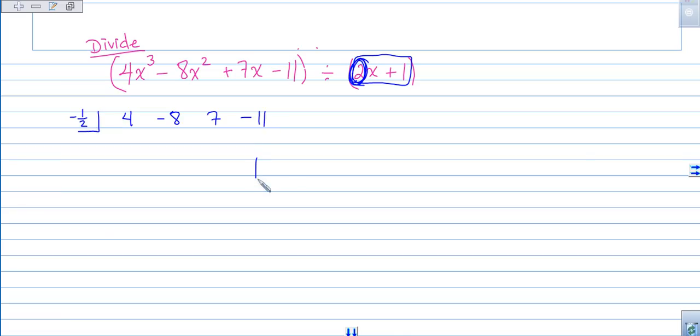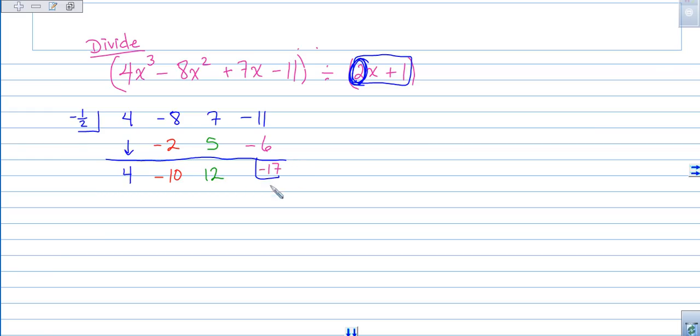Okay, draw the box down, draw the line over, and the 4 will still come down just like it always has. Okay, so negative half of 4 is negative 2. You get negative 10. Okay, negative 1/2 of negative 10 is positive 5. You get 12. Okay, and then you should get negative 6 when you do this, and negative 11 and negative 6 give you negative 17.